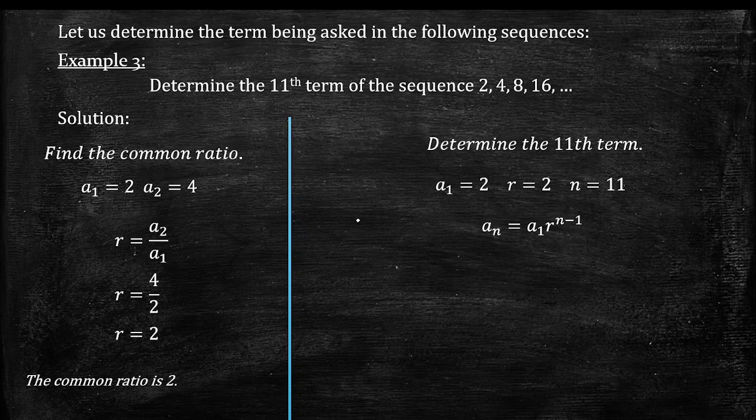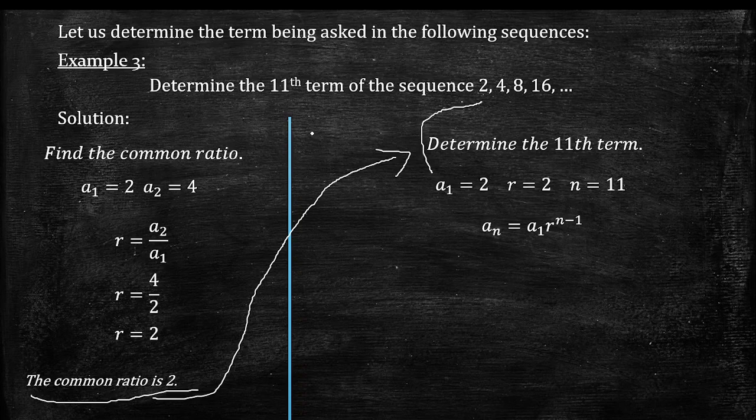For this, class, what we need to find is a sub 1 and the common ratio. That's why we solved the common ratio first, because it is required for determining the nth term, or the 11th term in our problem. After that, we get a sub 1. To get a sub 1, we look at our given. So a sub 1, or the first term, is equal to 2. Then the ratio, which is the result of our solving earlier, is equal to 2. Then n is equal to 11. We base on this to determine the nth term, which is the 11th term.